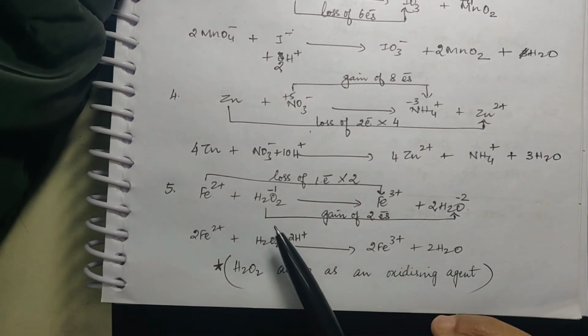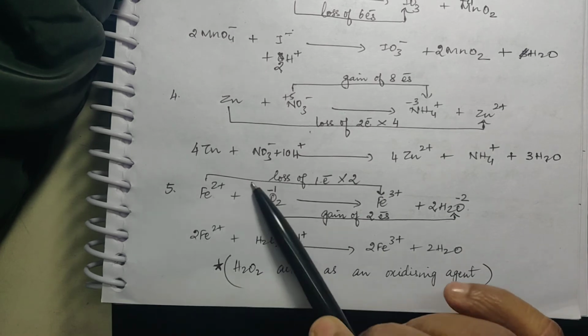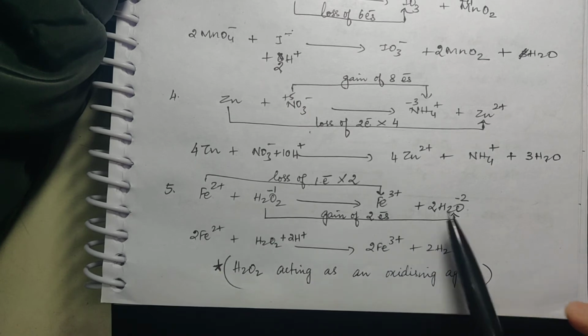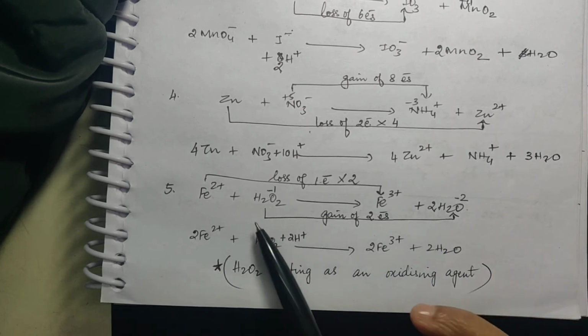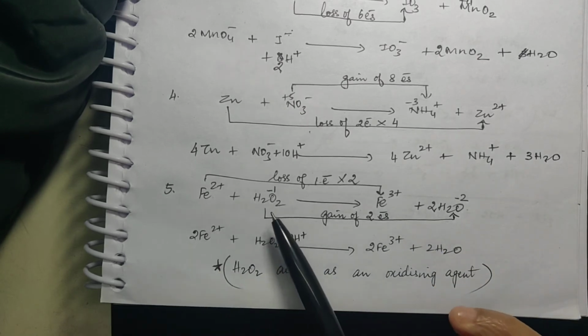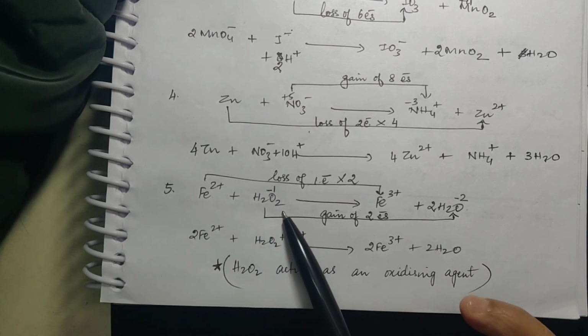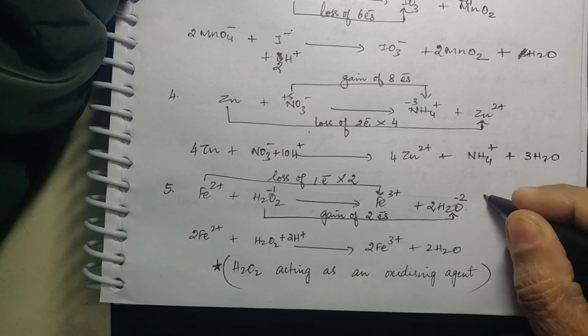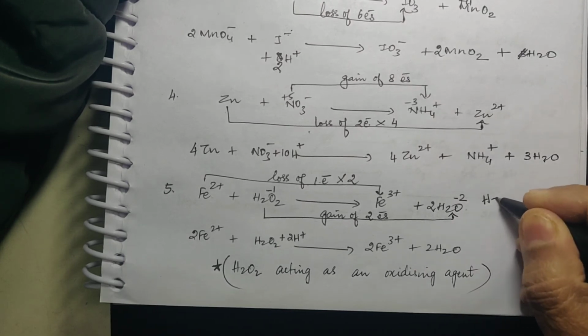another example which I have not told you before is about peroxide. Fe2 plus plus hydrogen peroxide is giving you Fe3 plus plus water. Now what is happening to peroxide here? Hydrogen peroxide is acting as an oxidizing agent here. How? Peroxide, I told you already, is in the form of HOOH.